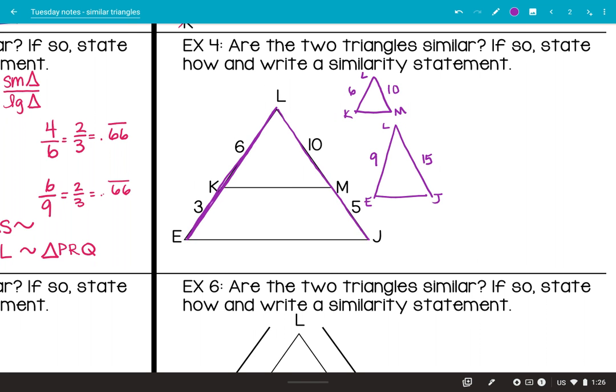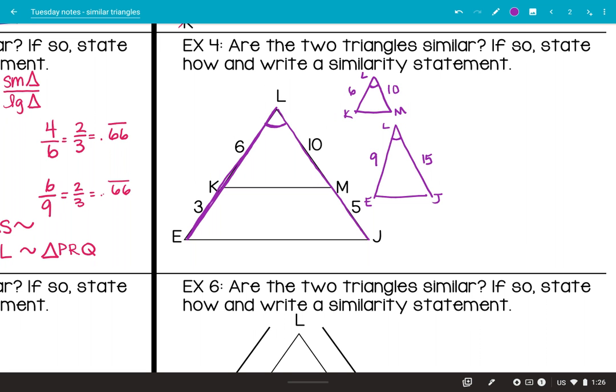But we only have two sides here. So we can't say it is SSS, because we need another side to be SSS. It's not AA, because we don't have two angles. So I'm thinking SAS, but in order to prove it, we need to have at least one angle that they have in common. And if we look at it, they are sharing that top angle L. So it is proving it, they do.